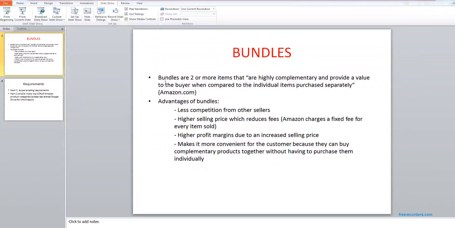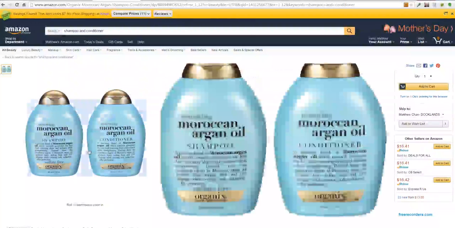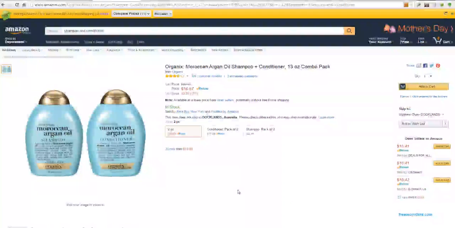A bundle is when we have two or more products or items that, according to Amazon's definition, are highly complementary and provide a value to the buyer when compared to the individual items purchased separately. Now, an example of a bundle right here. So this is shampoo and conditioner.